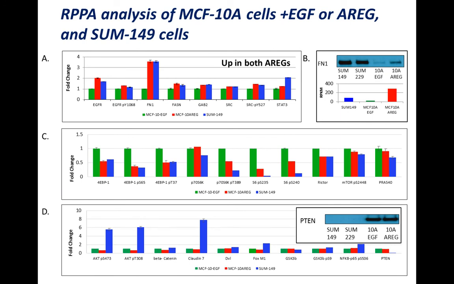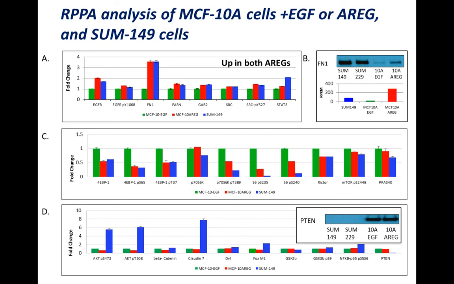And you can see that we found a few interesting things here, but I want to focus on this one that just jumps out at you. So this is a protein called fibronectin-1. And this result suggested that just taking these MCF10A cells and taking out the EGF and giving them amphiregulin caused this huge increase in the expression of fibronectin-1, and that was validated here in these experiments.